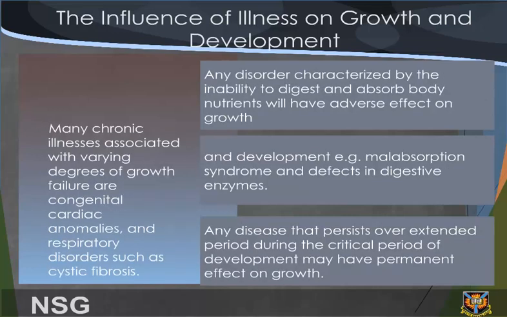Many chronic illnesses associated with varying degrees of growth failure are congenital cardiac anomalies and respiratory disorders such as cystic fibrosis. Any disorder characterized by the inability to digest and absorb body nutrients will have adverse effects on growth and development, e.g. malabsorption syndrome and defects in digestive enzymes. Any disease that persists over an extended period during the critical period of development may have permanent effect on growth.